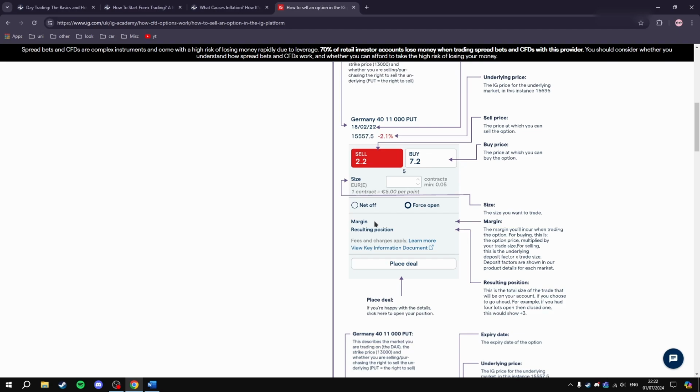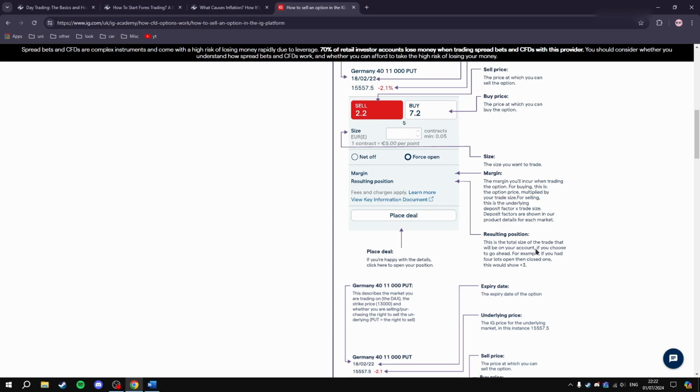Size, the size you want to trade. Margin, the margin you'll incur when trading the option. For buying, this is the option price, multiply your trade size. For selling, this is the underlying deposit factor times by trade size. Deposit factors are shown in our product details for each market.